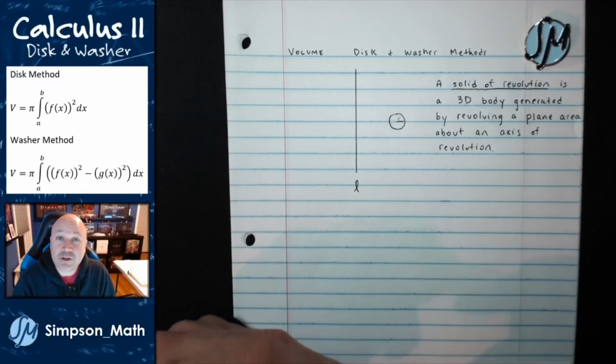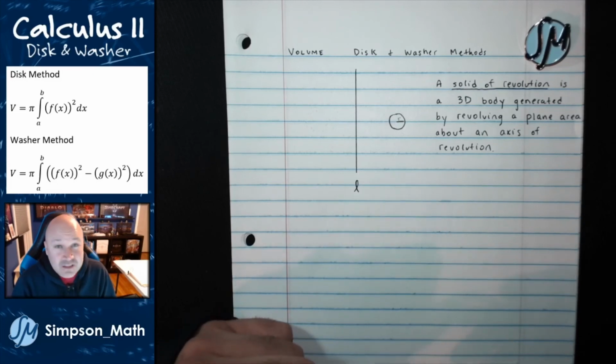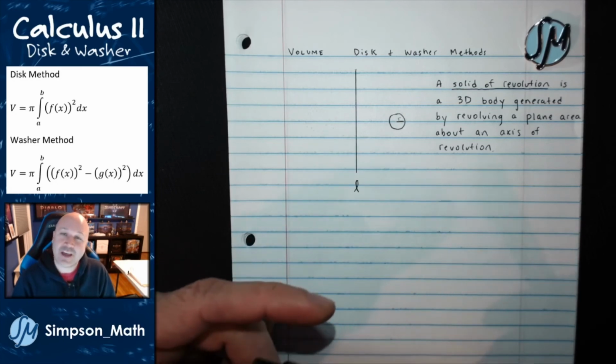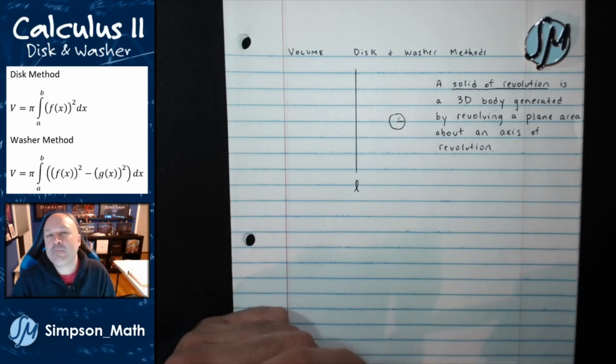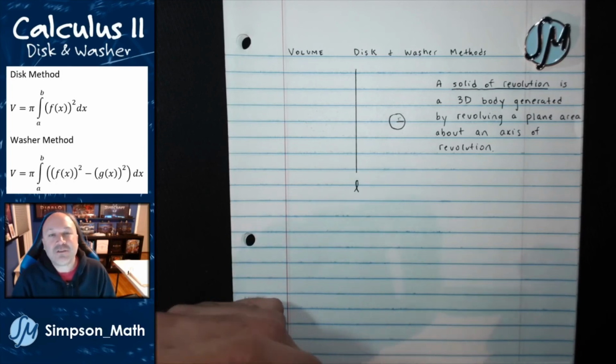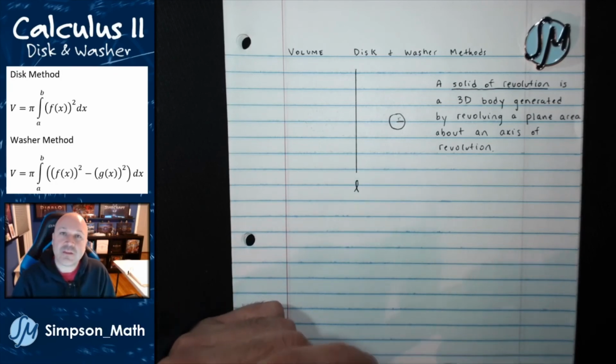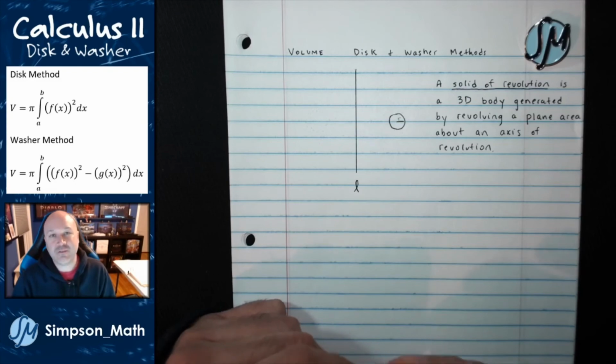In this video, we're going to continue to calculate volume of three-dimensional solids. In this lecture in particular, we're going to talk about the disk and washer method. Before I get into it, just a vocabulary term, the solid of revolution.